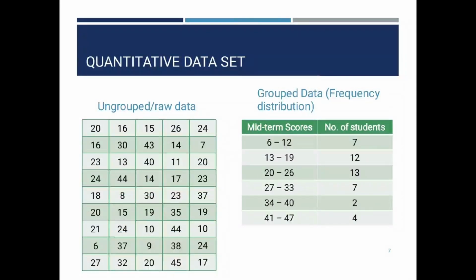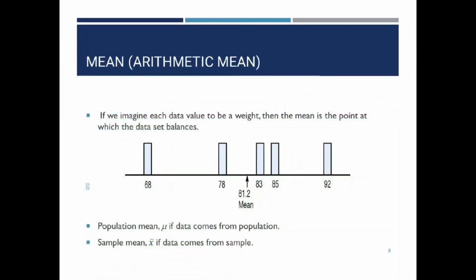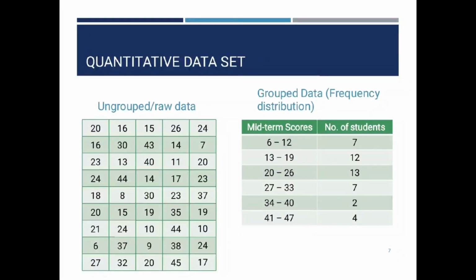Okay, as you can see here, on the left side is the ungrouped raw data, while the one on the right side is the group data.